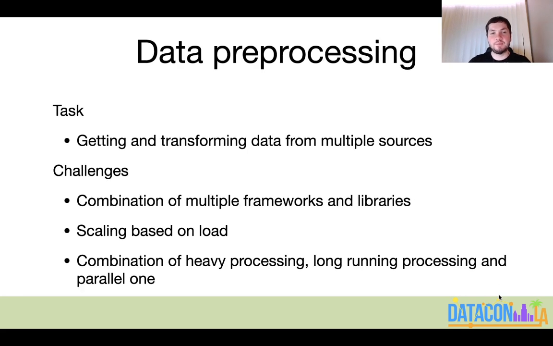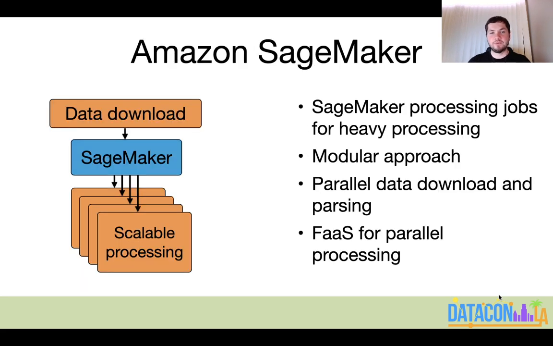Let's start with data preprocessing. As you remember, here we need to get data from different sources and transform it. So the first pattern which we can use is to use SageMaker processing jobs for heavy processing and then parallelize some tasks using AWS Lambda. In our case, it's helpful if we want to make a combination of parallel processing and heavy processing. And with SageMaker processing jobs, it may be easier to develop because we can mount an S3 bucket as disk.